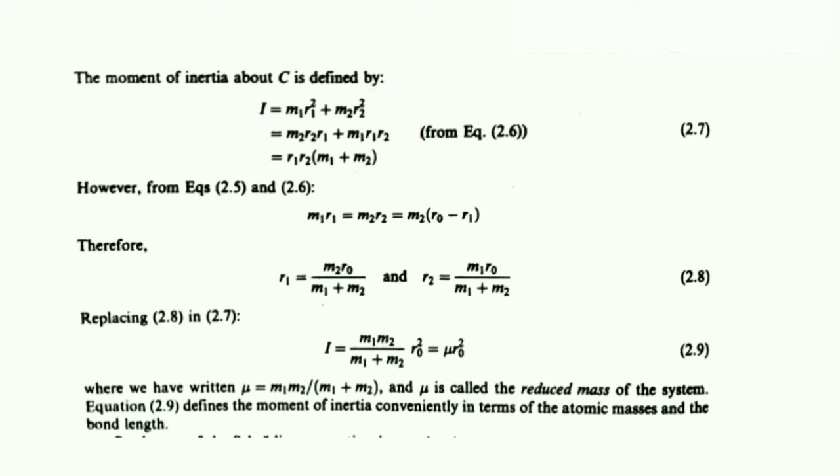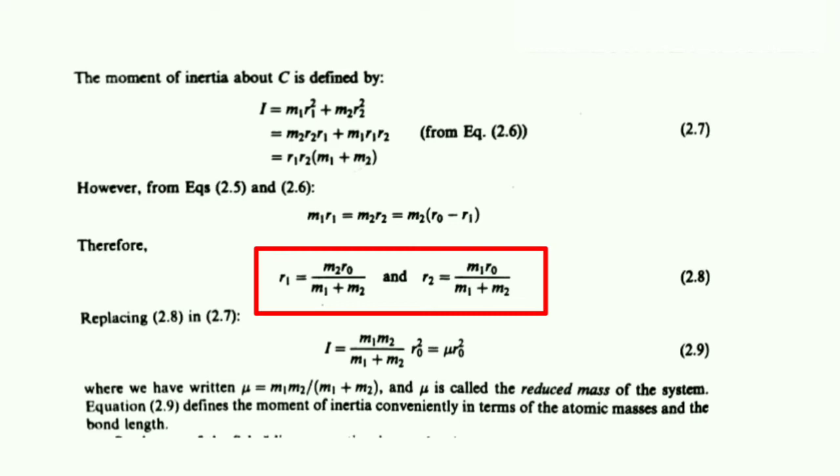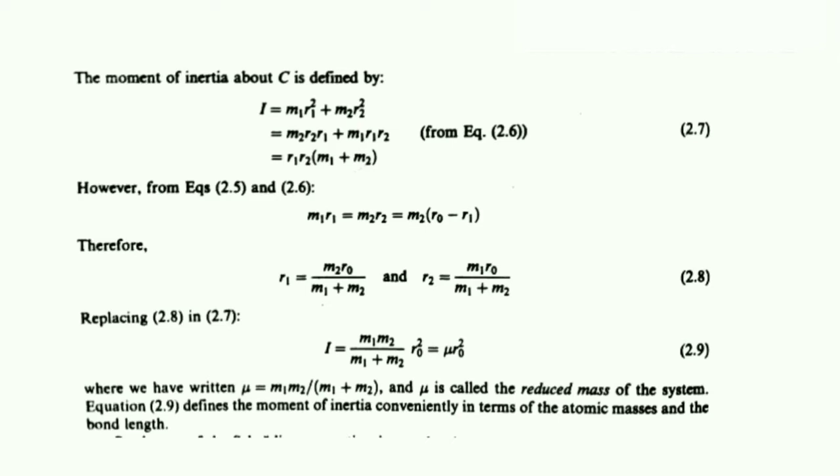However, from equations 2.5 and 2.6 we get M1 R1 equal to M2 R2, which is M2 into (R0 minus R1). From these equations we get R1 equal to M2 R0 divided by (M1 plus M2), and R2 equal to M1 R0 divided by (M1 plus M2). Now substituting this in equation 2.7 we get I equal to M1 M2 divided by (M1 plus M2) into R0 square, which is equal to mu R0 square, where mu equal to M1 M2 divided by (M1 plus M2) is called the reduced mass of the system.